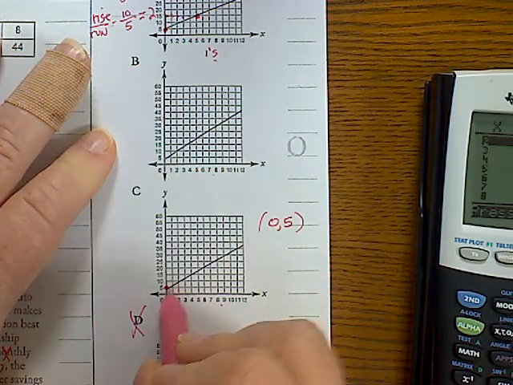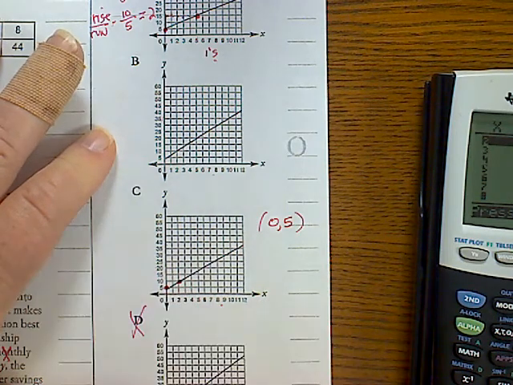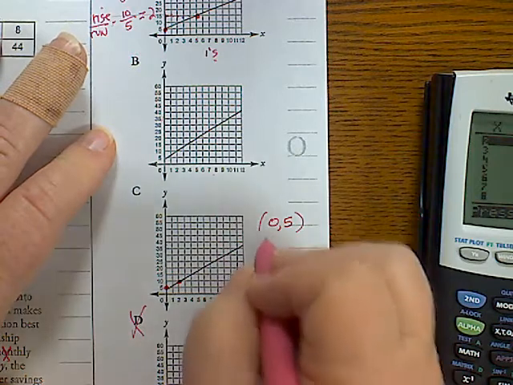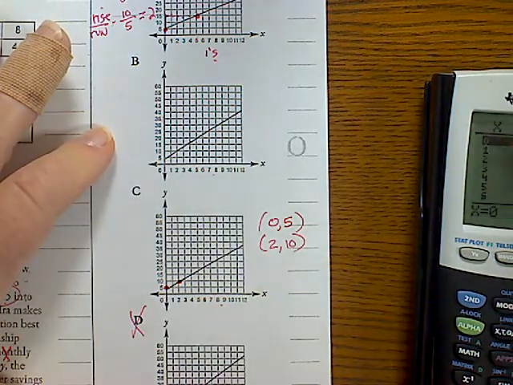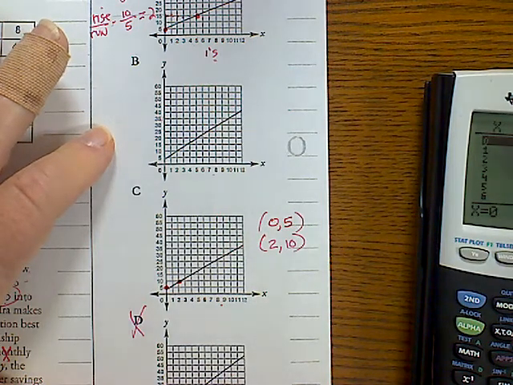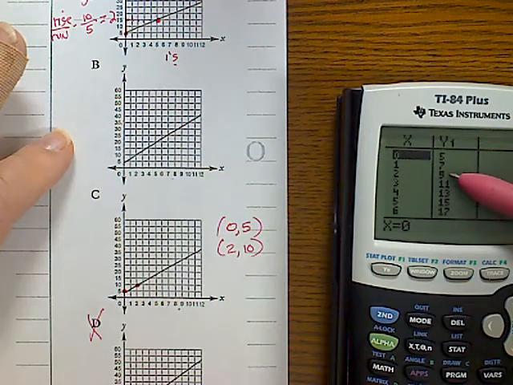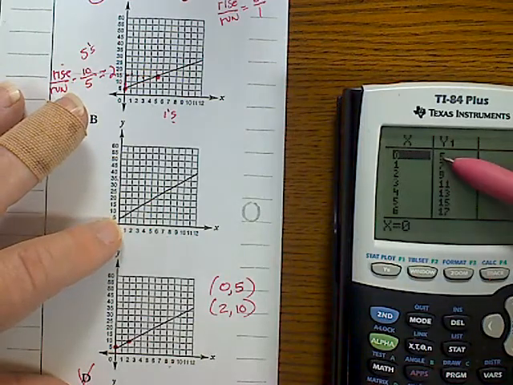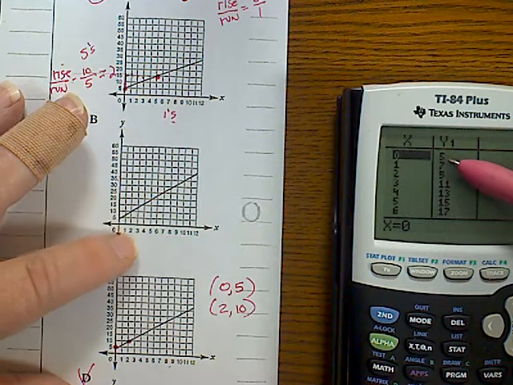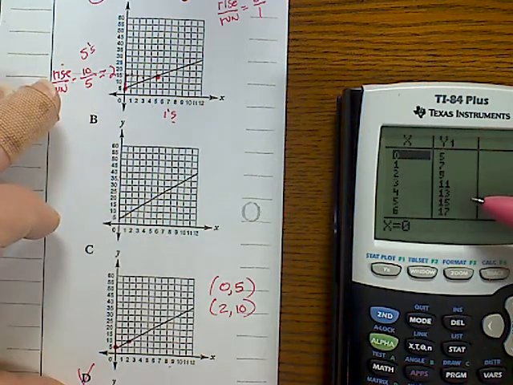Then another point I can see clearly is right here, and that is 2 and 10. Let's see if that matches up. 0 and 5 does, but 2 and 10 does not. Do you see that on my calculator? I went to second and table. 2 and 10 does not. Let's look at this one. 0 and 5 matches up, and I've got 2 and 10. Well, that doesn't match up either.